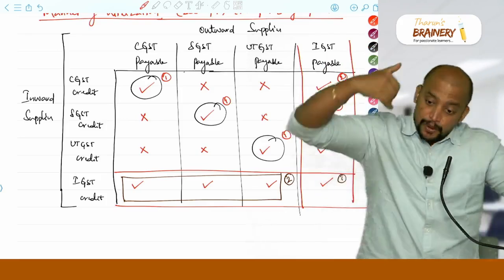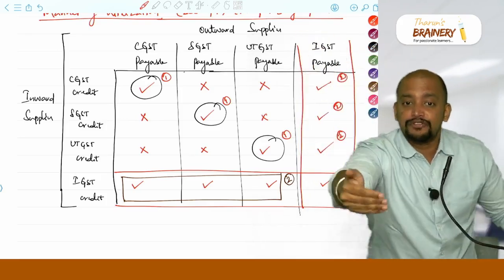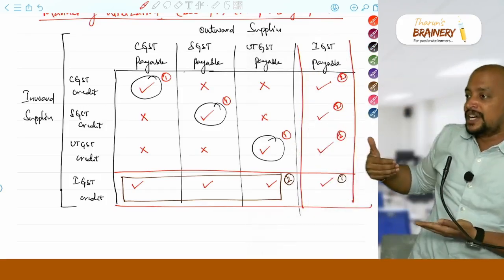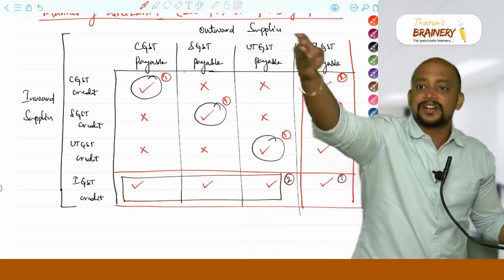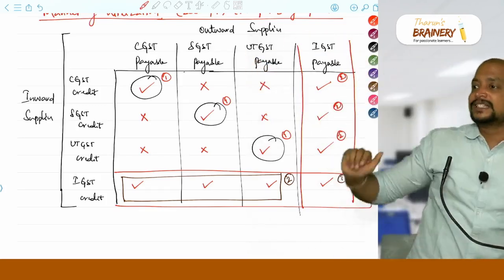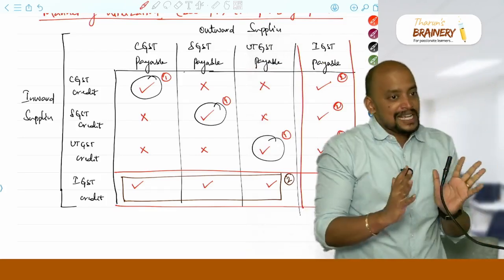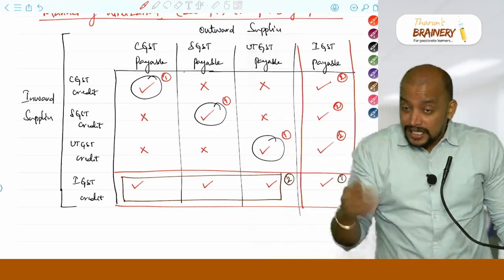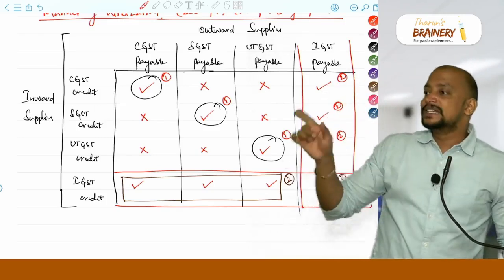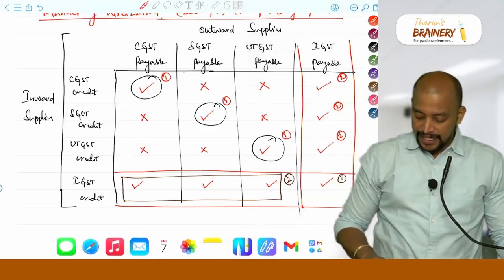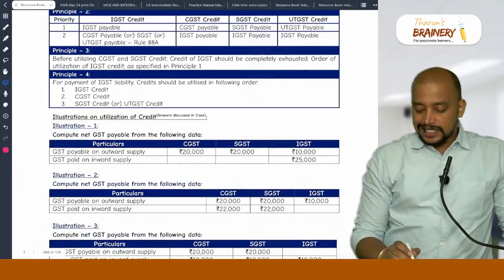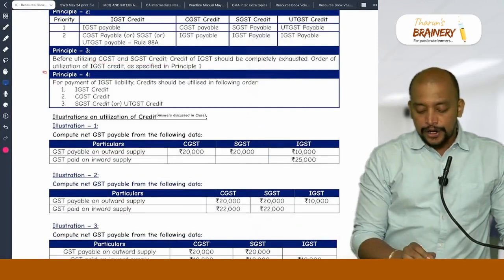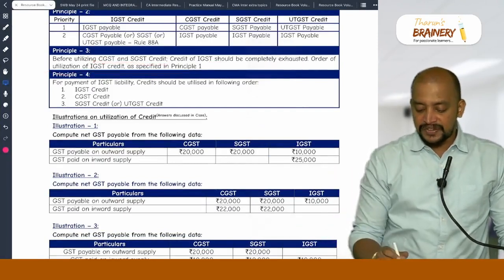So they are telling, first, boss, you utilize the IGST credit. Because if you are utilizing IGST credit for CGST liability, fully we can transfer that money to the central government treasury. Suppose you are using IGST credit for SGST liability, we can transfer it to the state government. Otherwise, it will be in a suspense. That's why the third principle: IGST credit should be utilized and exhausted fully before utilizing CGST, SGST credit. Before utilizing CGST and SGST credit, credit of IGST should be completely exhausted, and order of utilization of IGST credit as specified in principle 1.